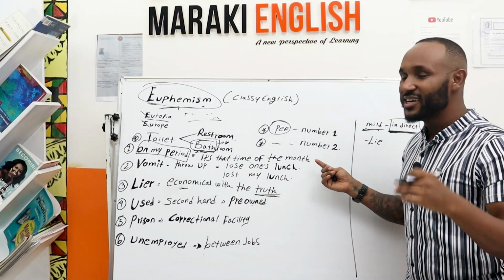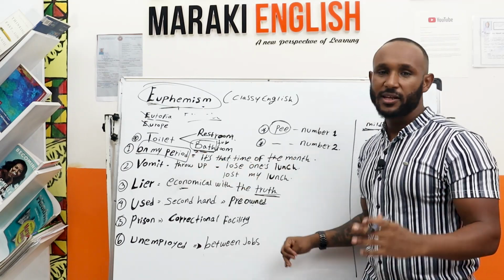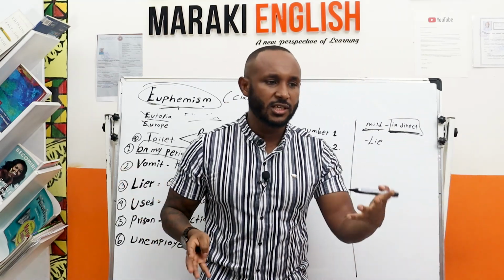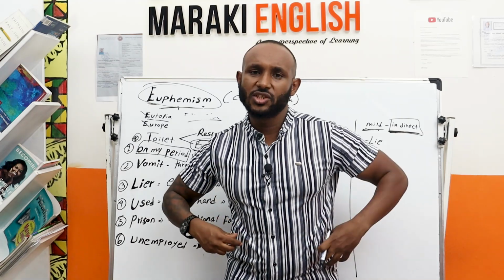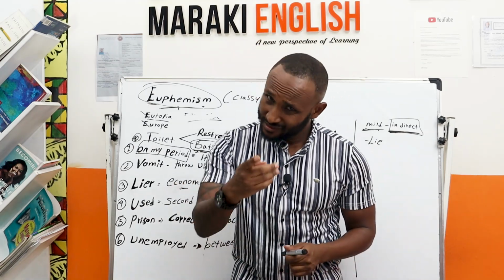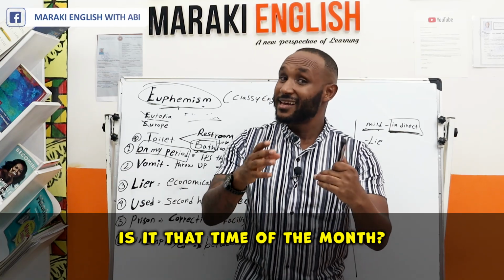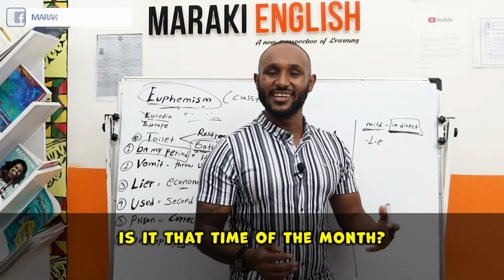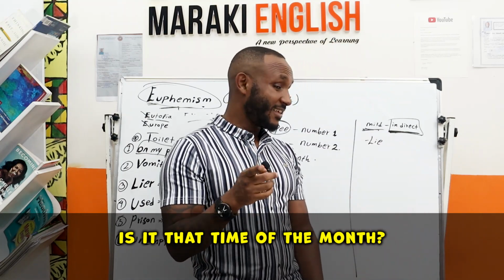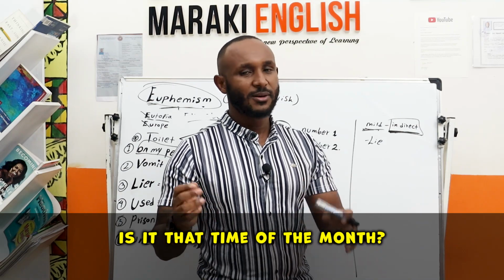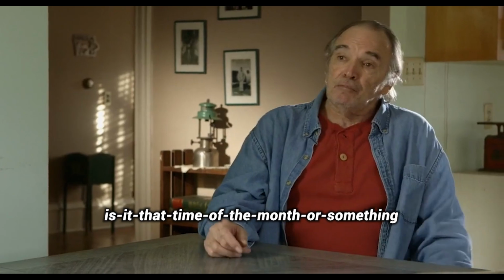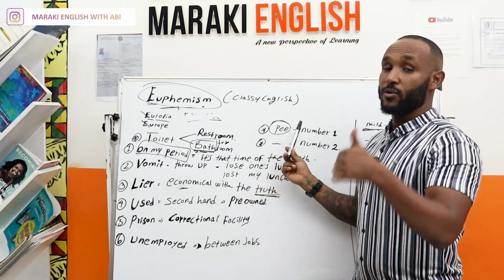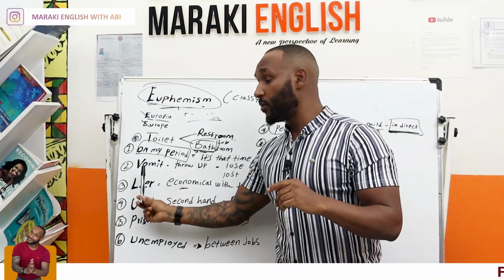So it's that time of the month would be a very nice way to say I'm on my period. Even guys, if you want to ask a woman if she's on her period, or if her mood changes, or if she says she's sick, you can simply go and say, hey, is it that time of the month? Don't be so emotional, just be gentle and say, hey, that time of the month, or is it that time of the month? Both are fine, okay? Is it that time of the month or something? Must be that time of the month. Good. So, toilet, restroom, number one, number two, now that time of the month. The second one, vomit.